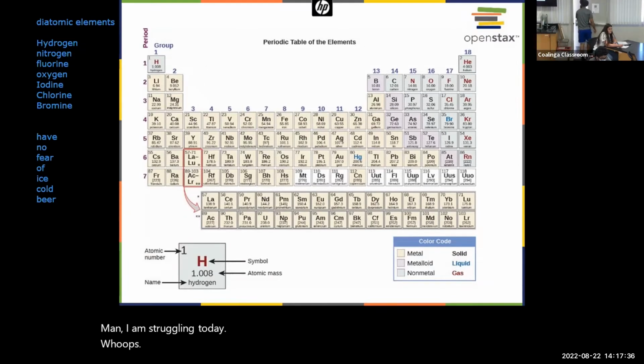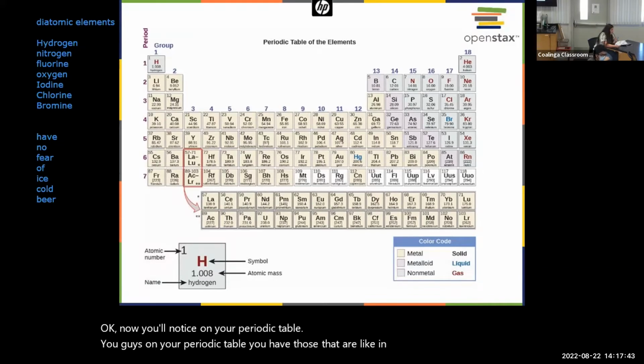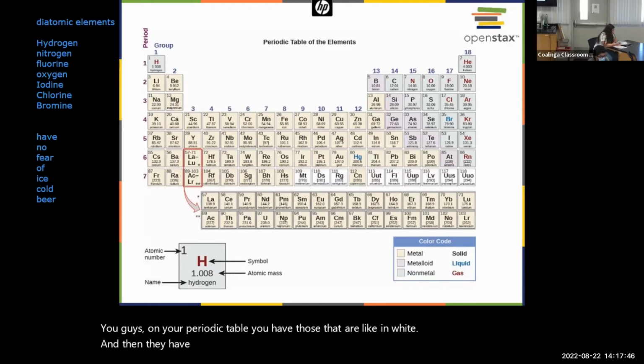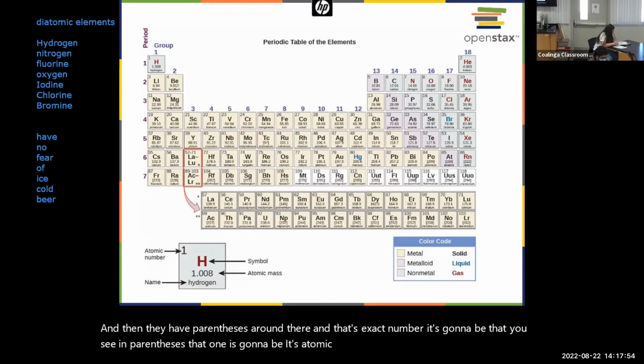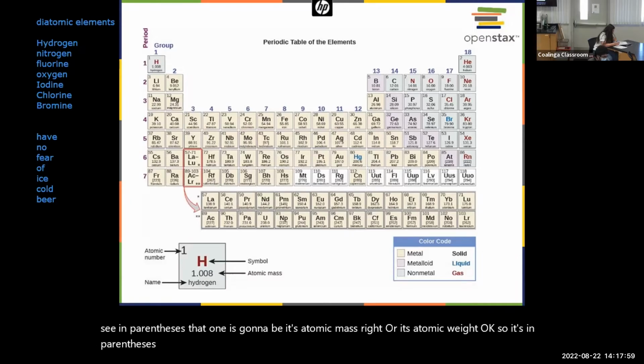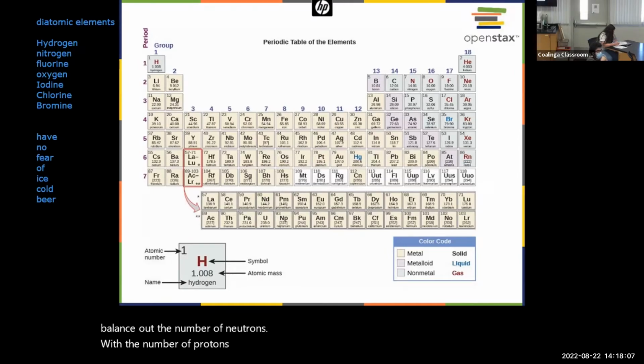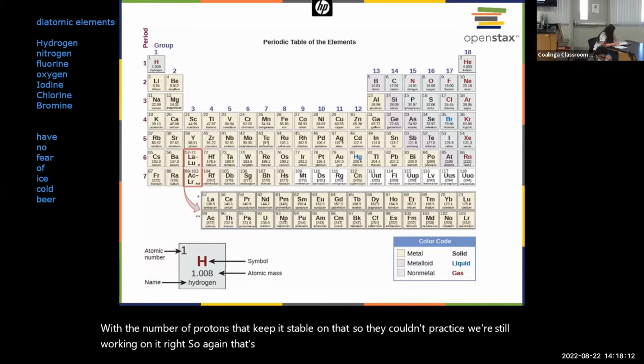Okay, now you'll notice on your periodic table, you have those that are in white, and they have parentheses around their number. That one is going to be its atomic mass, or its atomic weight. It's in parentheses because they're not 100% sure about it, because they haven't been able to balance out the number of neutrons with the number of protons to keep it stable long enough. They're still working on it. So again, that's an example of a man-made atom.